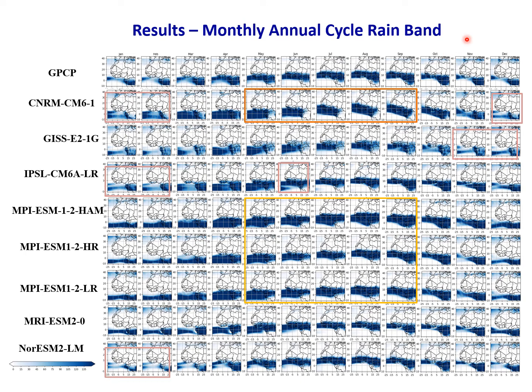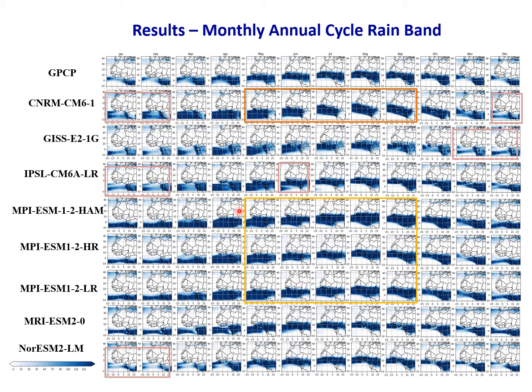So these are the results for the annual cycle of rain bands. In the reference dataset, we see that rain bands are located in the southern portion of the region in January and then move to the northern part in August with an increasing intensity, and then back to the south in December with a lower intensity. So the models are also representing all these dynamics, the location and then the intensities.